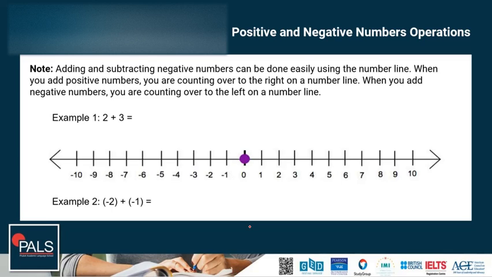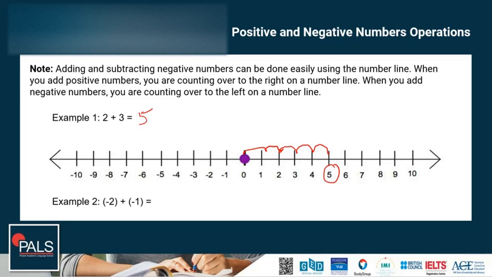Example number 1, 2 plus 3. So let's start from 0. It's positive 2, so 2 units to the right. 1, 2. So 2 is here. And it says plus 3, so we're going to be adding 3 to the right. So 1, 2, 3. So the answer is 5.